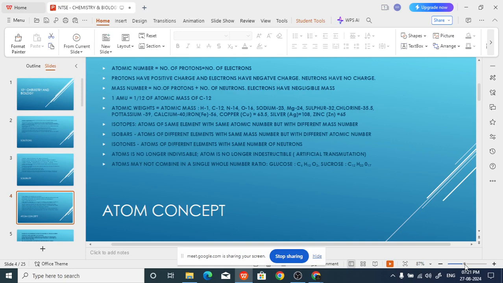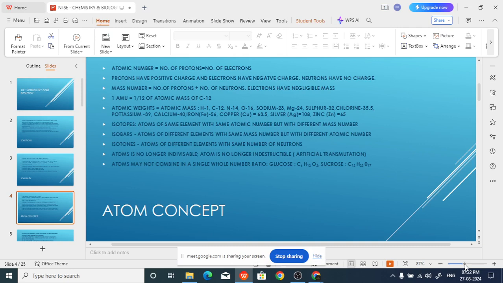Then what do we mean by isotopes? Atoms of the same element with the same atomic number but with different mass number. So what is the atomic number? It is the number of protons. What is mass number? It is number of protons plus number of neutrons. So atoms of the same element, say atoms of carbon, with the same atomic number but with different mass number, those are called isotopes.